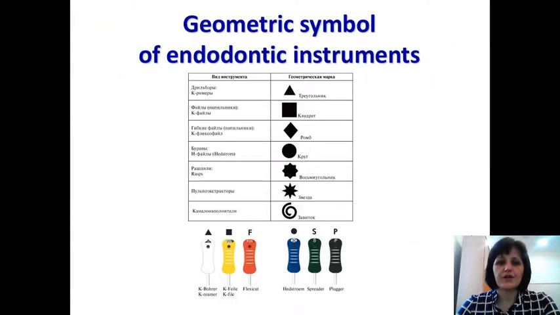As for geometric symbols of endodontic instruments, they also exist, and a special shape of symbol matches a special type of instrument. For K-reamers it is a triangle, and further, each instrument matches a special shape.